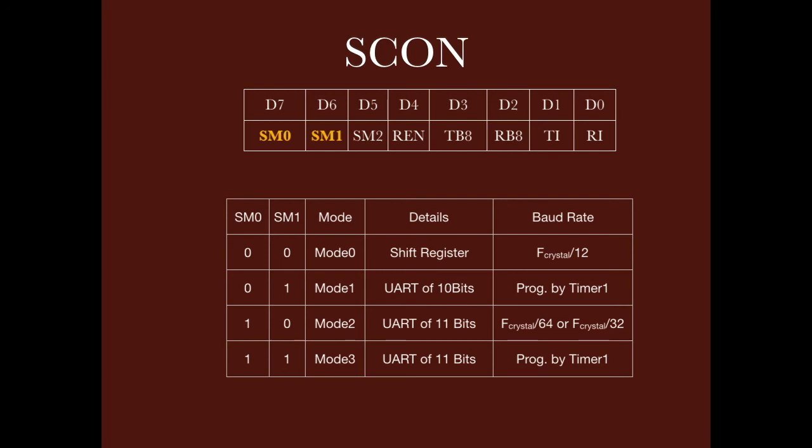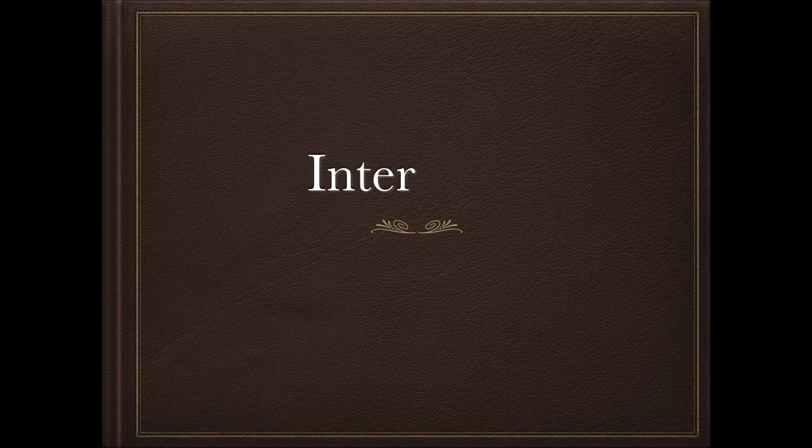The D5 and D4 bits are SM2 and REN. SM2 is used for multi-controller communication, and REN is the reception enabling bit. If this bit is high, only then the data is received. TB8 and RB8, these two bits are basically used to transmit and receive the 9th data bit. TI and RI are the software interrupts which are used for serial communication. After serial communication, we have interrupts.